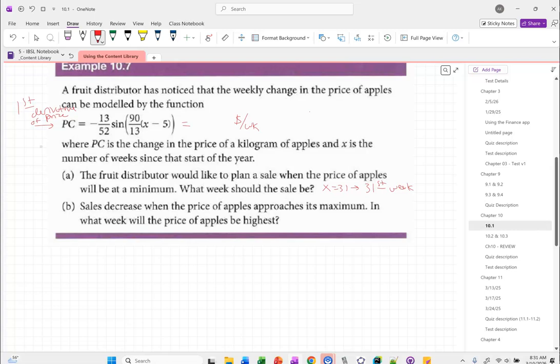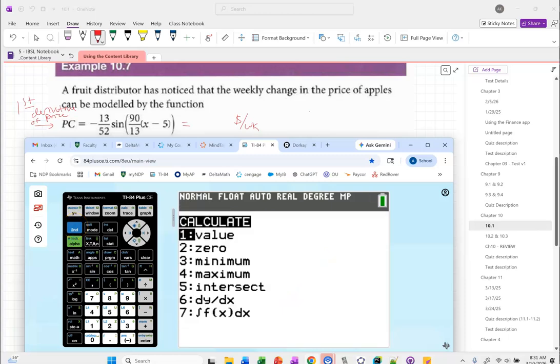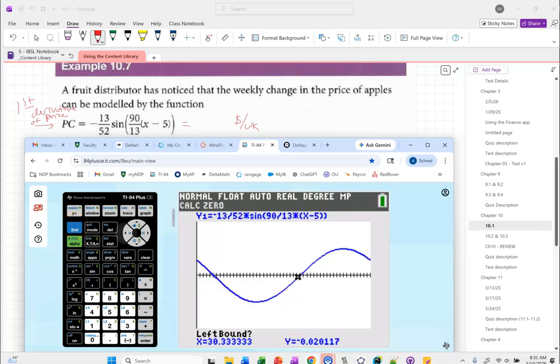Sales decrease when the price of apples reaches its maximum. In what week will the price of apples be highest? Oh, well, we identified that a second ago. That was this spot, right? Second trace, 0 command. I'm going to press this 100 times here. Oh, the scale's so bad. There we go. Enter. That'll do. Enter, enter. Week 5.